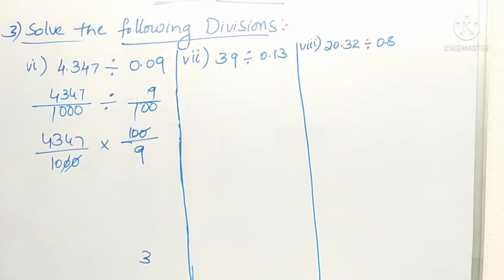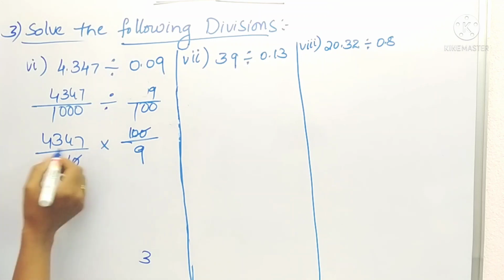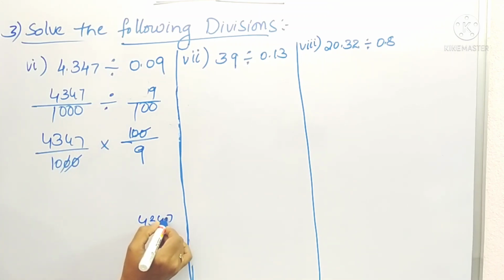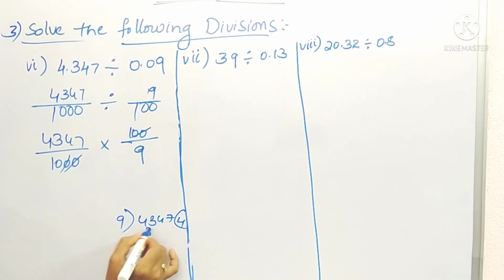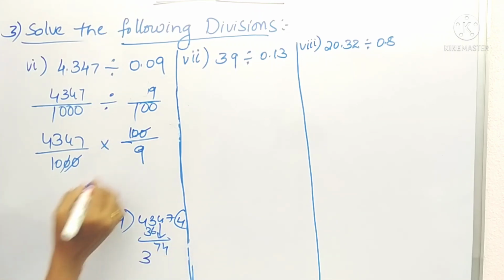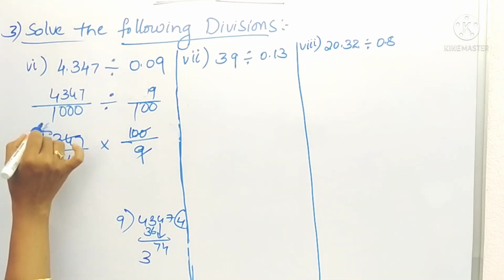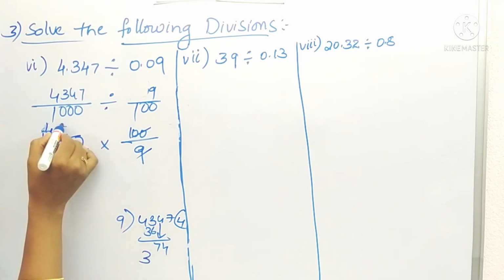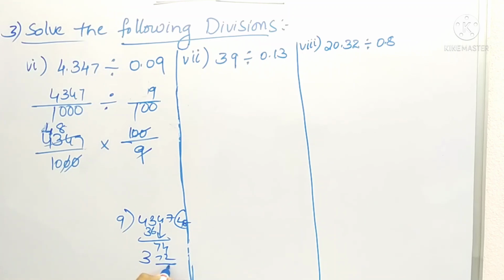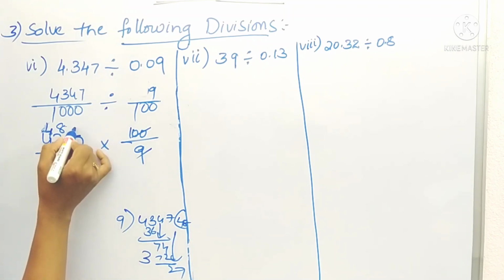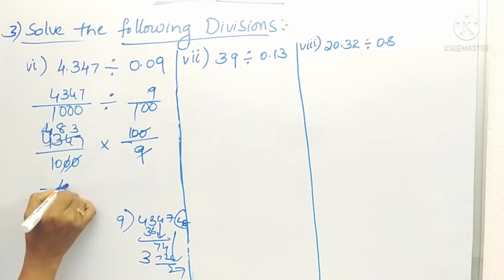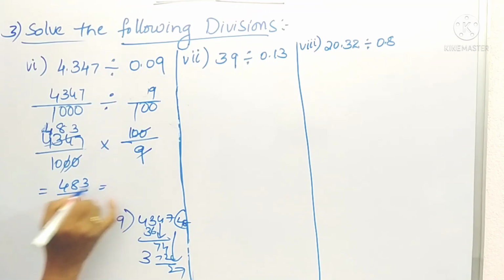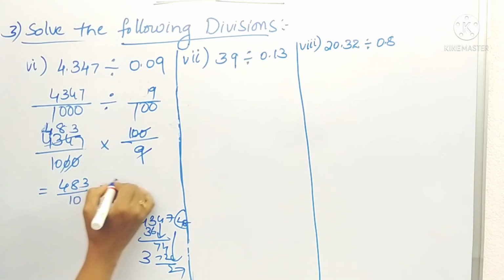Okay? So now just cancel with 9. It is normal division only, students. You have to practice this cancellation. 9 5s are 45. So 9 4s are 36. So here 7 will be there and 4 comes down. So similarly 9 4s are 36 and now it is 74. 9 8s are 72 and 2 will be there. It is 27. So 9 3s are 27. So it will be 483 by 10. So 1 zero is there after the decimal point.